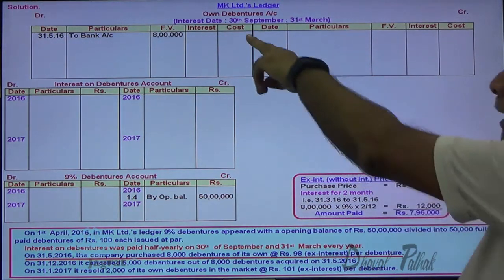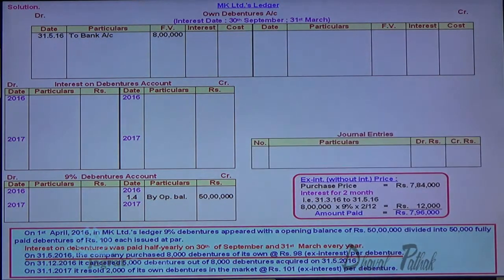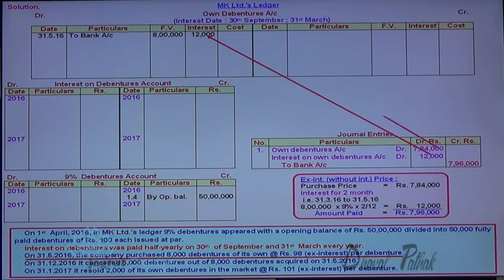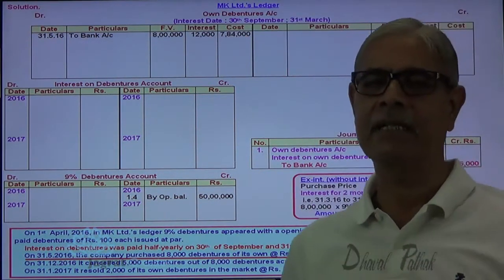Journal entry. In cost column, I will debit own debenture account debit. Interest paid will be debited. Interest on own debentures account debit to bank account credit. This is the journal entry. So here 12,000 interest is debited, cost is debited. This is how the purchase entry is recorded.